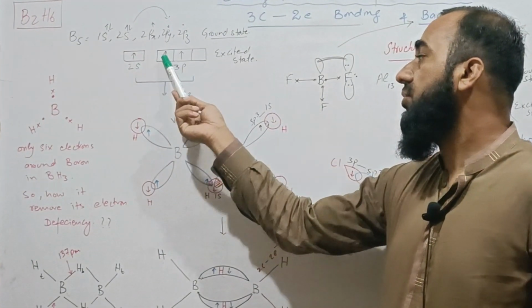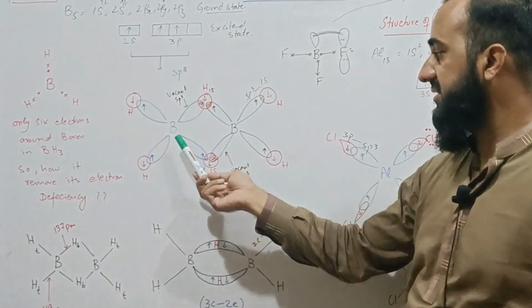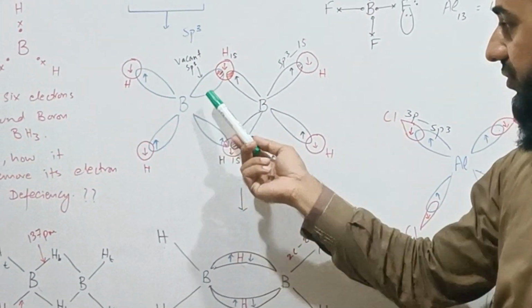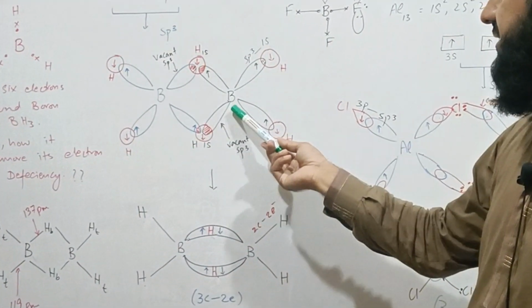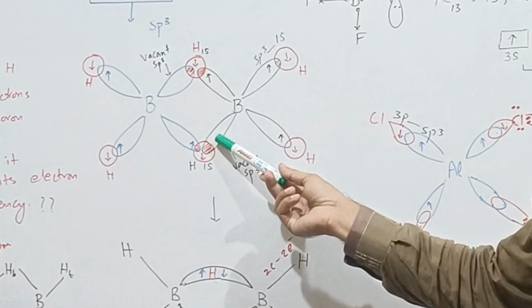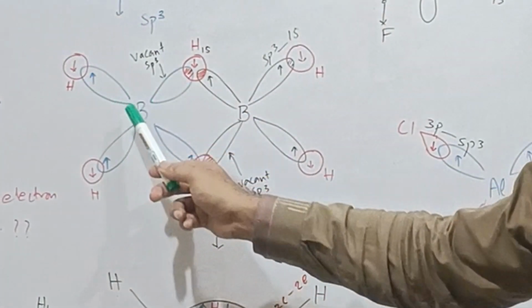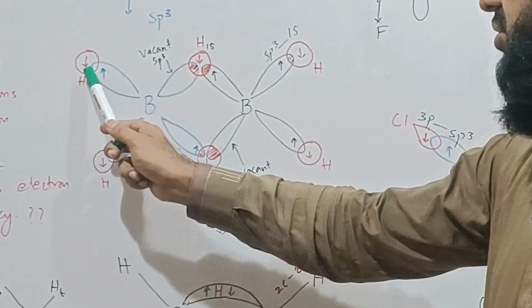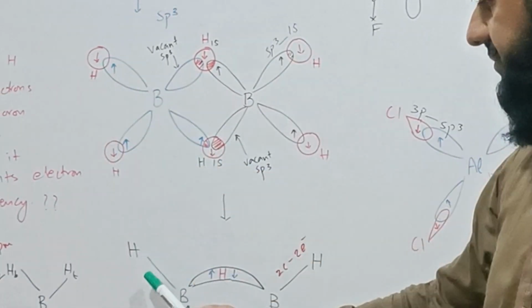Of its 4 orbitals, 1 is vacant, and these undergo sp3 hybridization. If we see this boron, it undergoes sp3 hybridization, and there are 4 sp3 orbitals, 1 vacant. If we see the other boron atom, it also undergoes sp3 hybridization, and this is a vacant sp3 hybridized orbital of this boron. If we see this overlap, the sp3 orbital of boron overlaps with the 1s orbital of the hydrogen, and a simple covalent bond is formed.